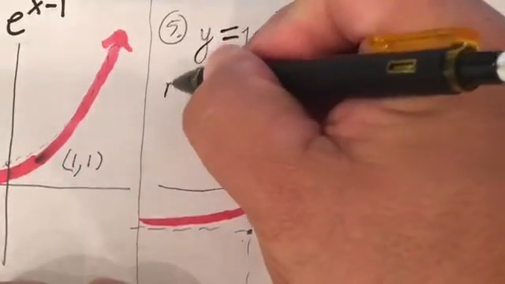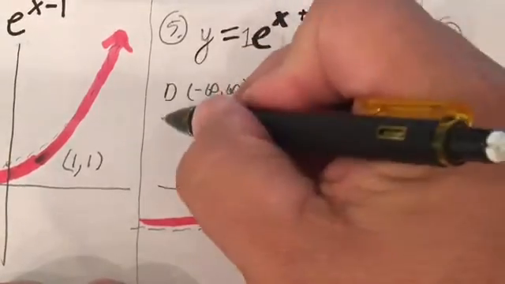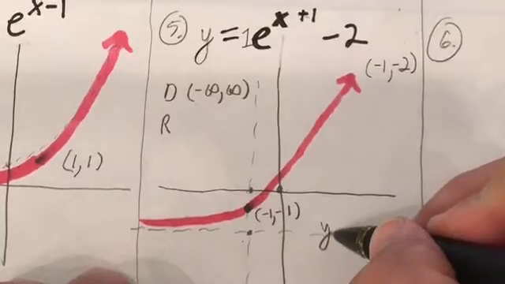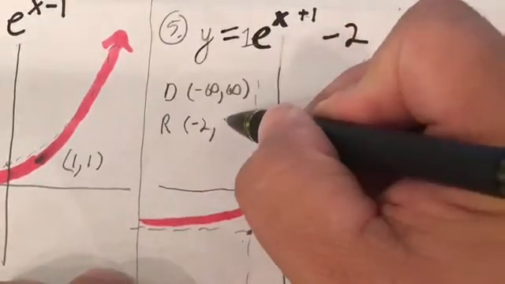The domain is negative infinity to positive infinity. The range is going to be now from y equals negative 2, so negative 2 to positive infinity.